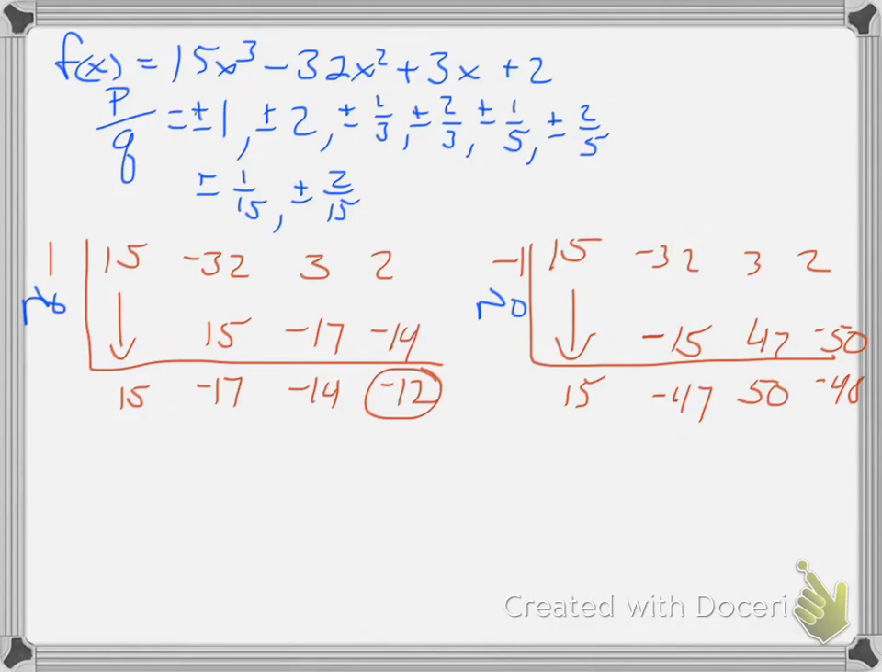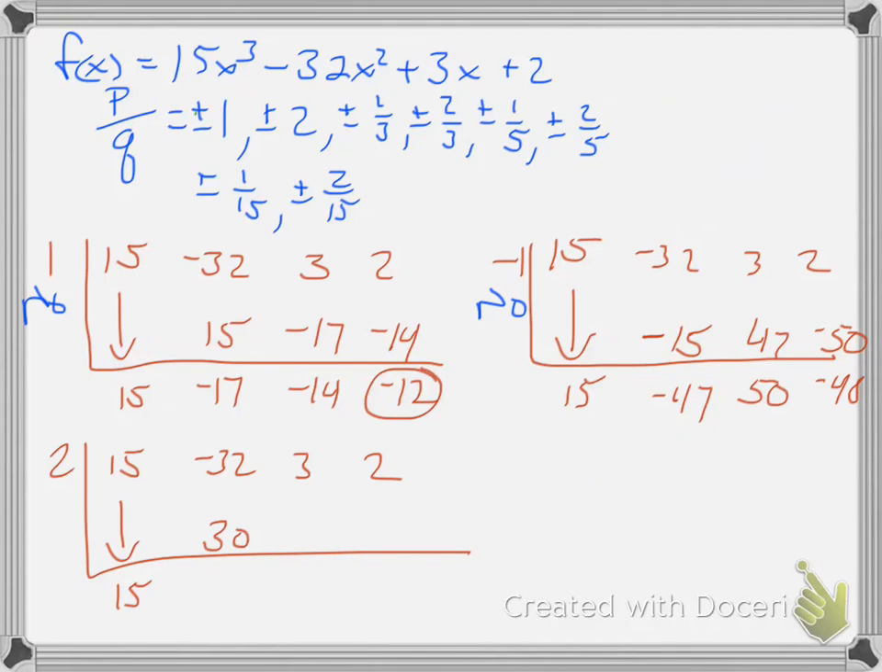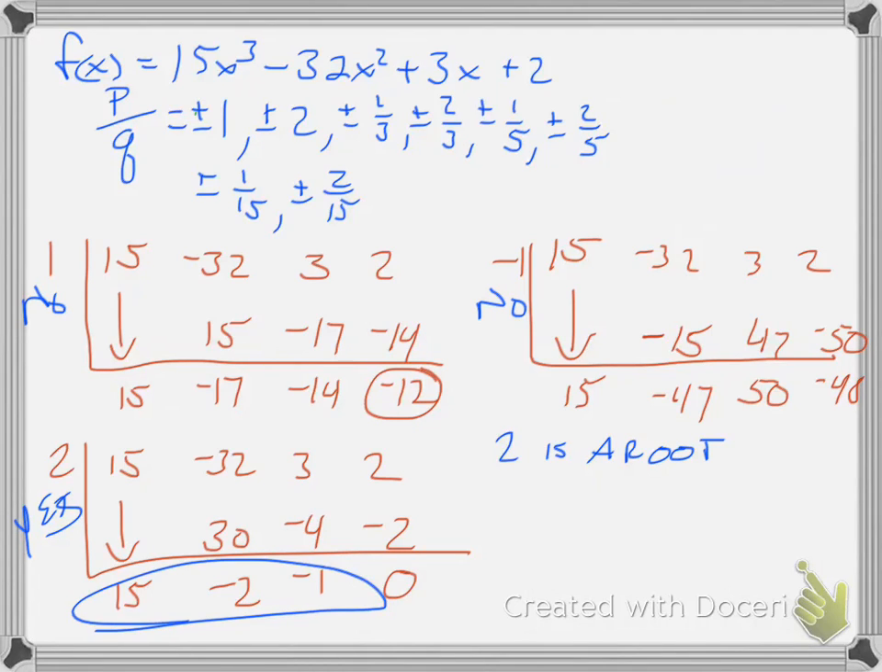So then I'm going to go to my next one, which is positive 2. Bring down the 15, that becomes 30, negative 2, negative 4, negative 1, negative 2, and they cancel out to be 0. That's my remainder. So that means that 2 is a root. And what I have left, because it was a cubic to begin with, is now the quadratic, 15x squared minus 2x minus 1.